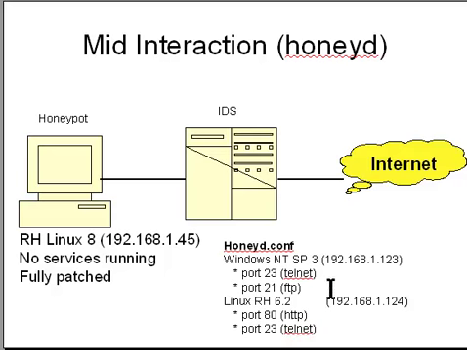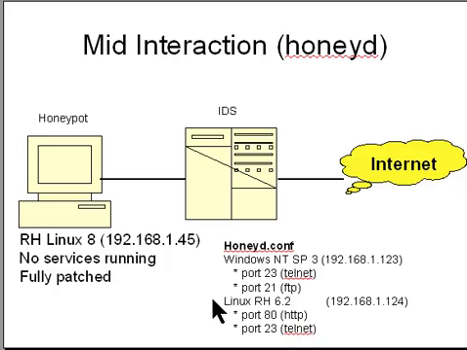Bear with me for a moment because it's a little difficult to explain. But first of all, notice that this IP of the Honeypot is 192.168.1.45. We set the system up so that it appeared that 2 other systems were on this network. One was 192.168.1.123, the other .124. This one appeared to be a Windows NT server with running SP3, which at that time was obsolete, and it had port 23 and port 21 open, Telnet and FTP respectively.